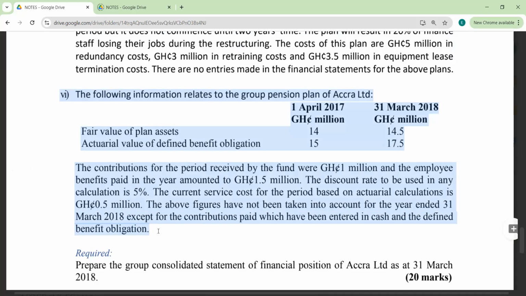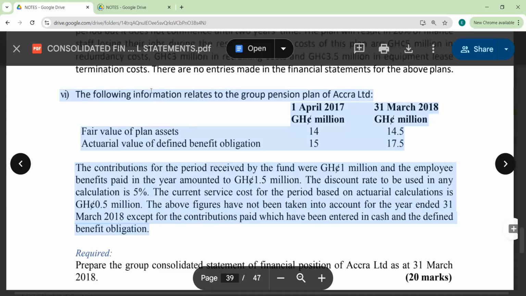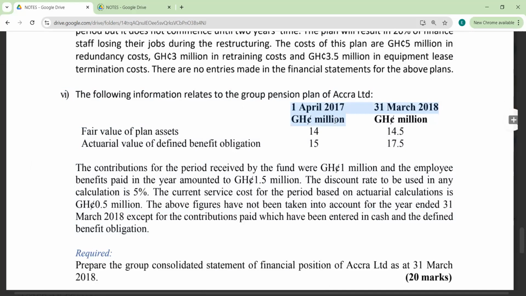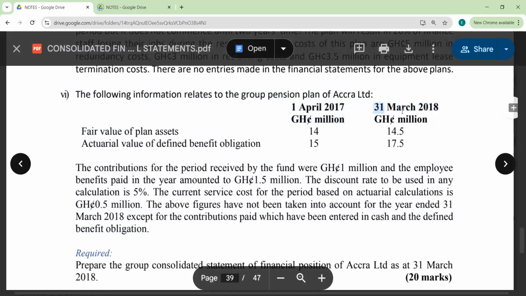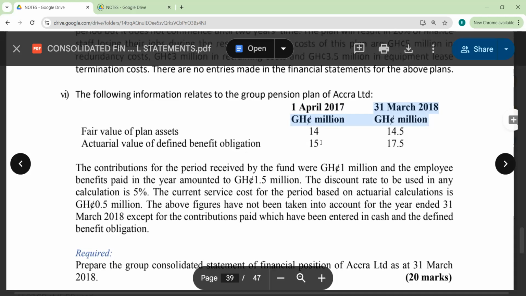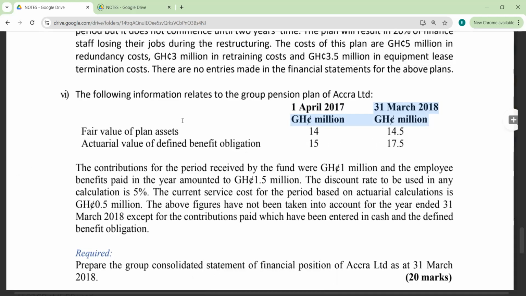This is IAS 19, employee benefit. The following information relates to the group pension plan of Accra Limited. Fair value of plan asset, 1st April 2017, beginning of the year, at acquisition, and 31st March 2018, at reporting. Plan asset is 14. Defined benefit obligation is 15. Closing balance is also here.